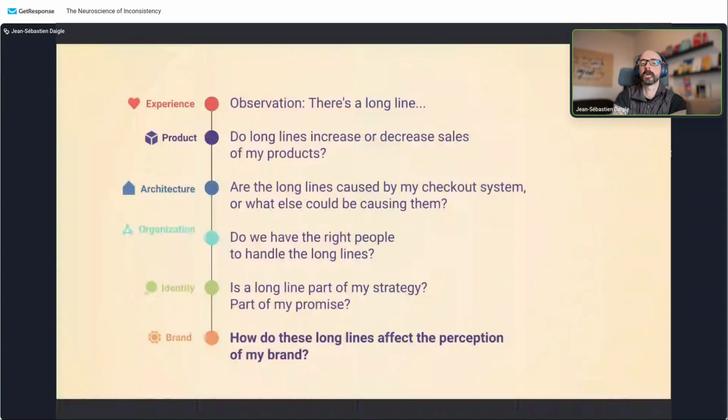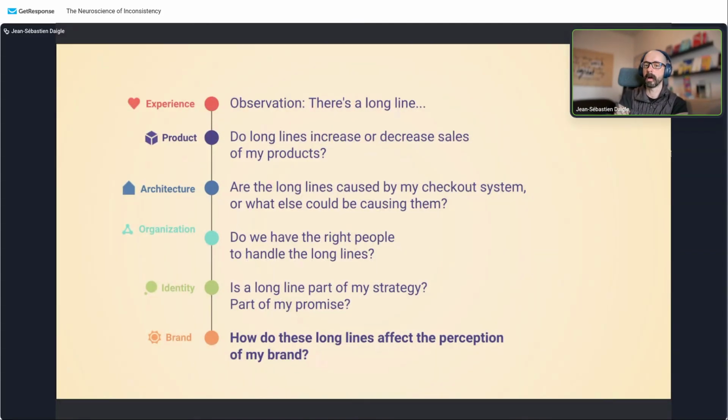But here's a few questions we might ask about the line. So on the experience, we observe there's a line. Is it good? Is it bad? We don't really care at that point. We just want to say, okay, it's an experience, it's there. So we ask ourselves, do long lines increase or decrease the sale of the product? Is it a good thing or a bad thing? So we ask them, what is the impact there?